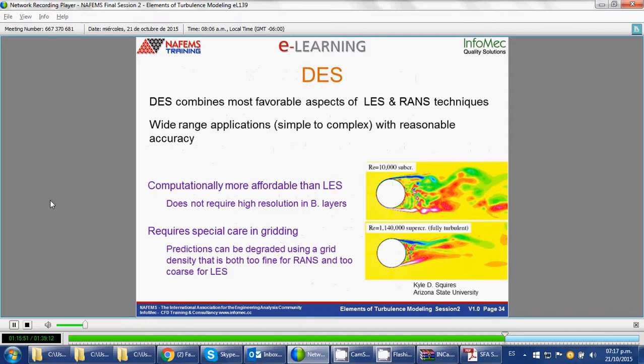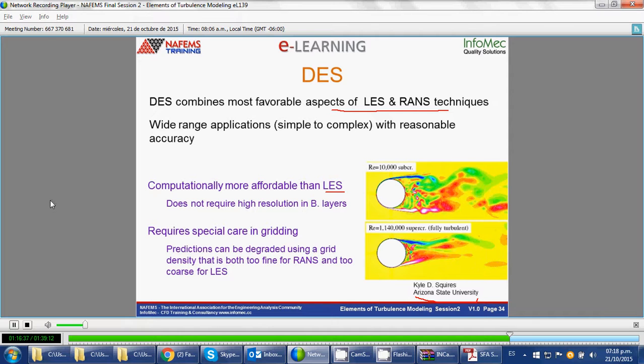Here, for example, is an application that was done at Arizona State. So DES combines the favorable aspects of both LES and RANS, and in a lot of applications people started looking at it. It is computationally more affordable than LES. I put a paper out on the forum when Javier asked me about that, and that paper is really about these hybrid methods, detached eddy simulation, these types of methods. I think they call it the scale resolving method.